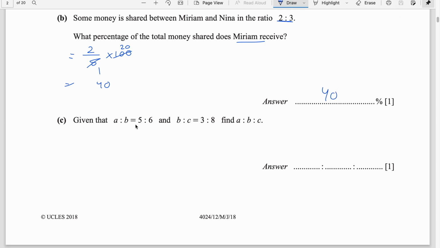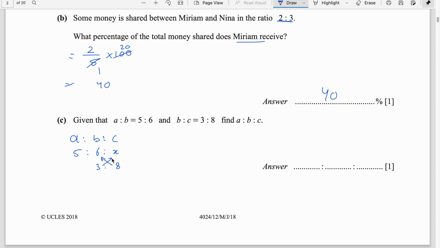Given that A ratio B is equal to 5 ratio 6, B ratio C is 3 ratio 8, find A ratio B ratio C. So we can write it this way. 5 6 is given, and C is unknown. We know when B is 3, at that time C is 8. So we can now solve for x.